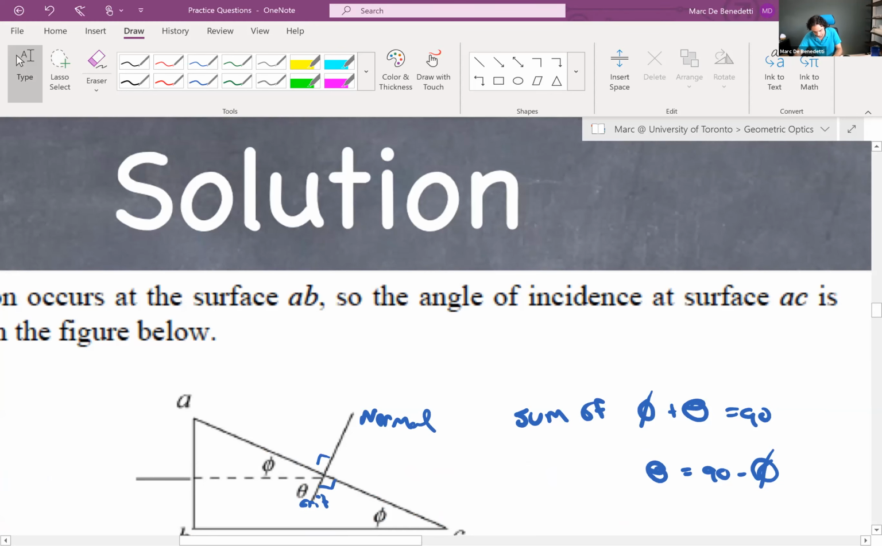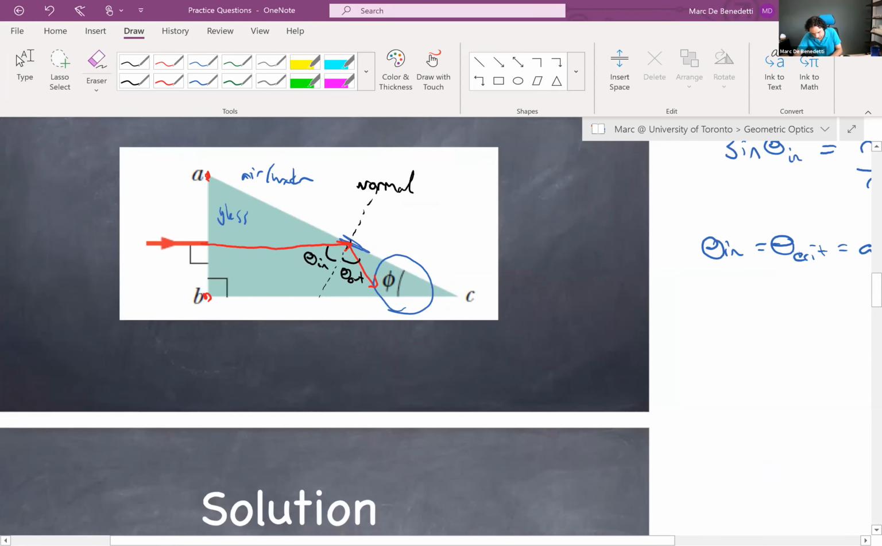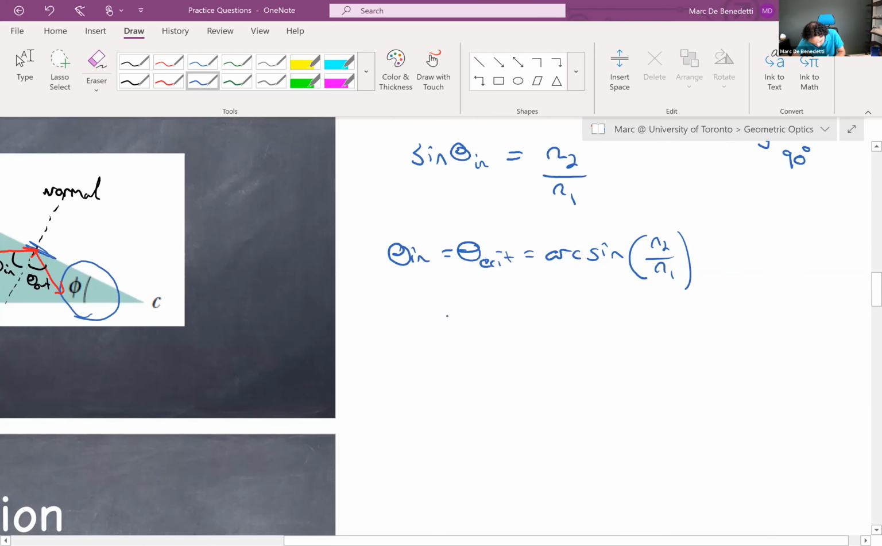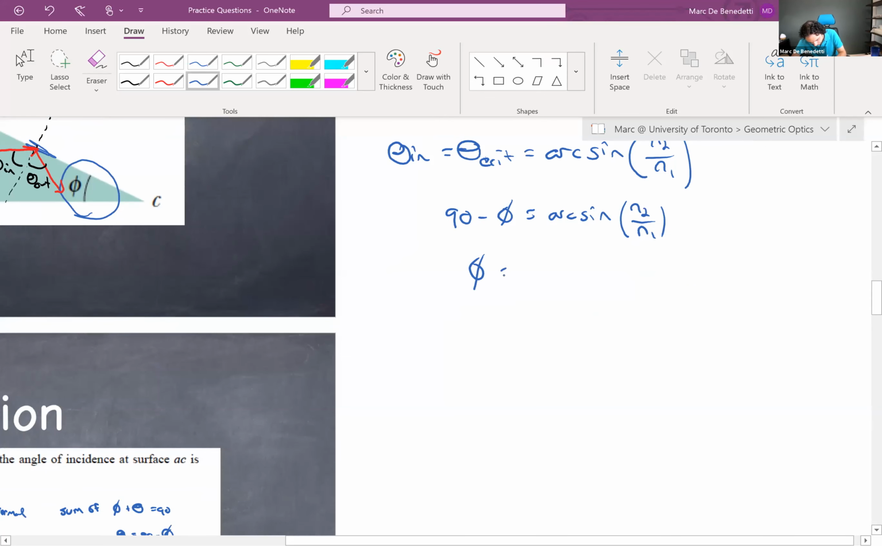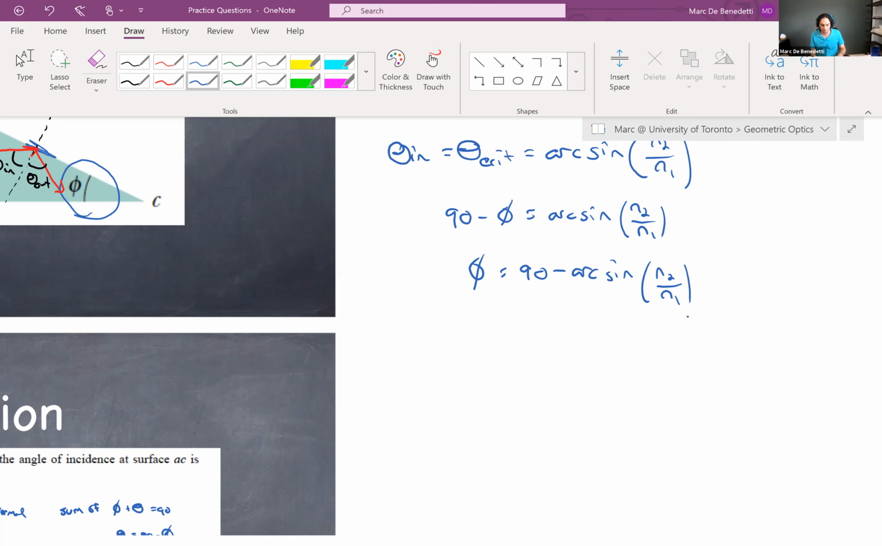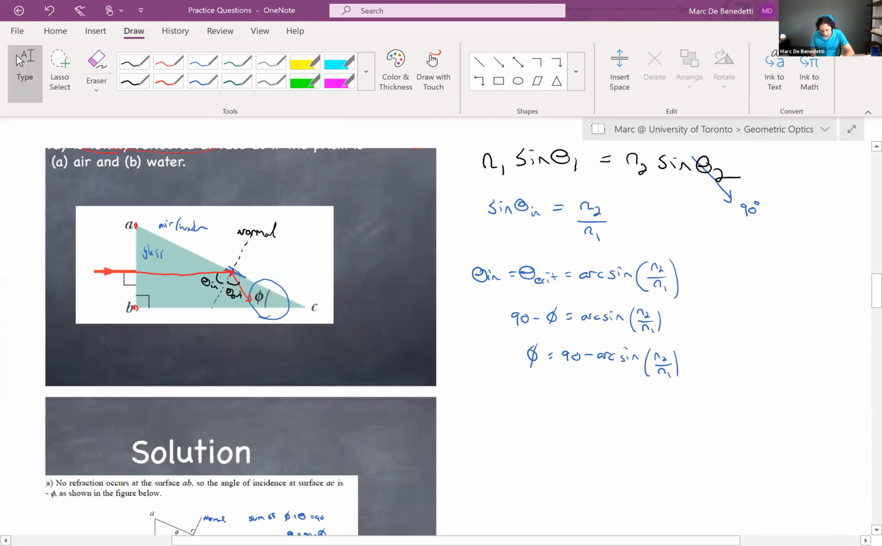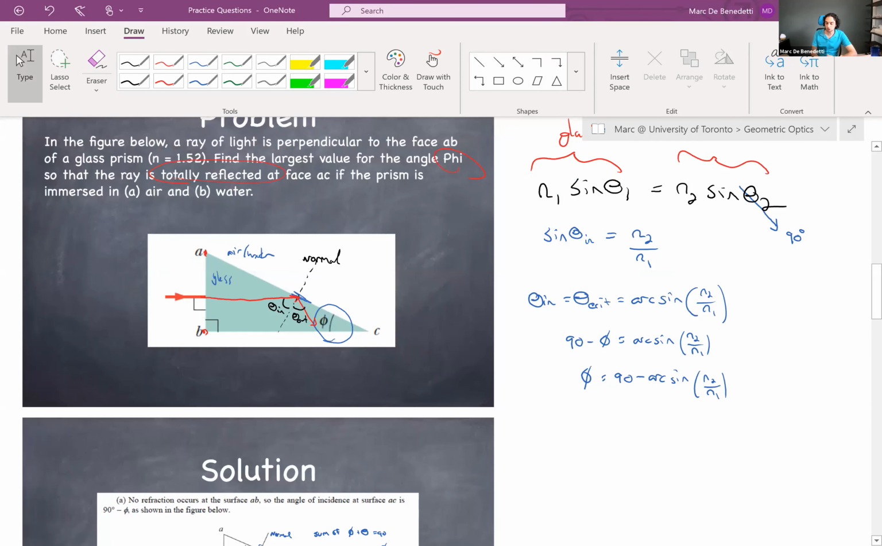So here, we say theta is going to equal 90 minus phi. That's going to equal the arc sine of N2 over N1. And then solving for phi is going to be 90 minus the arc sine of N2 over N1. So there you go. And again, we've inherently done A and B together because N1 is just 1.52, I believe. Yep, N1 is glass. And N2 is either going to be air, which is 1, or water, and water has an index of refraction of 1.33, if you remember from before. Okay.